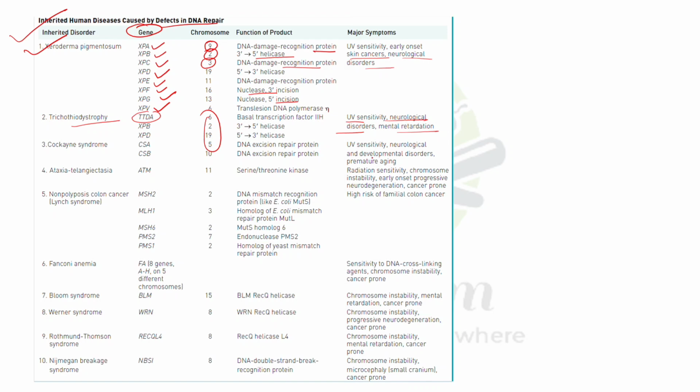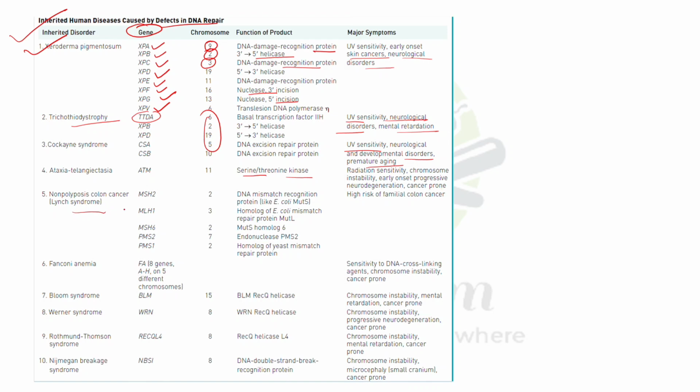Cockayne syndrome, so CSA and CSB genes are involved. Patients with Cockayne syndrome are also sensitive to UV, with neurological and developmental disorder, and premature aging. Besides this, Lynch syndrome and ataxia telangiectasia, ATM. Its product is a serine threonine kinase, and it is also related to radiation sensitivity, chromosome instability, early onset progressive neurodegeneration, cancer prone, all these things.